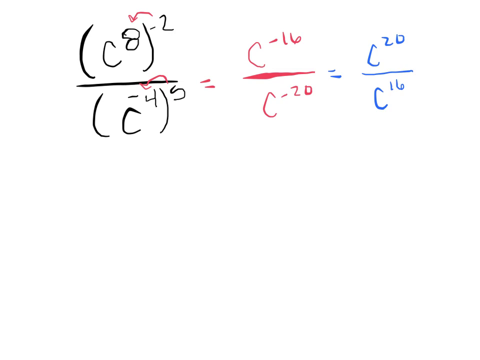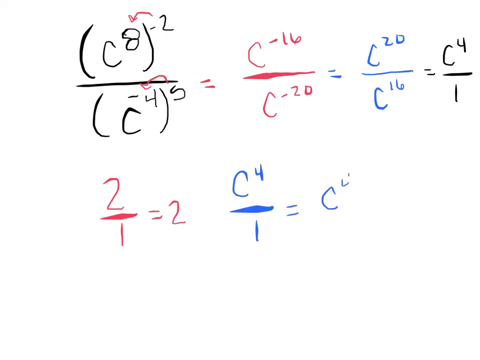Now we can just go ahead and simplify this. We know that c to the 20 over c to the 16, we need to subtract and there are more on top. So it's c to the 4 over 1. There's nothing left in the denominator. Since this fraction is an over 1 fraction, think about what you know about over 1 fractions. 2 over 1 is the same as saying 2. So c to the 4th over 1 is the same as just saying c to the 4th. So our final answer is c to the 4th.